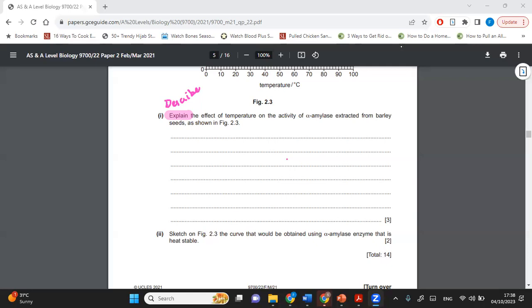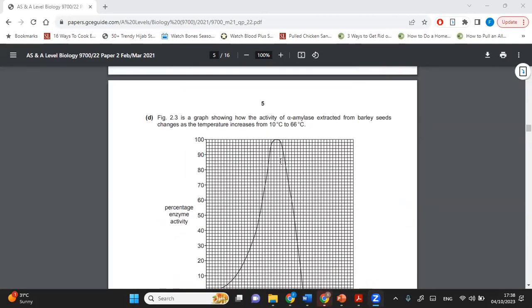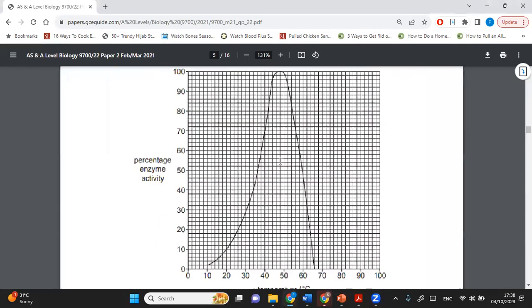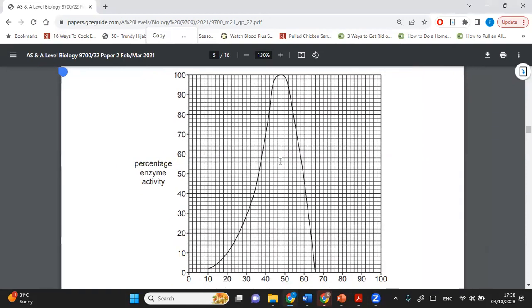Then they will say explain. Explain means that first of all, you have to do a small description of the graph, a few lines on what you can see, and then the explanation as to why you see it. So over here, the question says explain. So we have to explain why this is happening to the enzyme. Why is it that what I can see in the graph is happening to the enzyme? Go ahead, take a few minutes, take a look at the graph, and then let's discuss the answer.